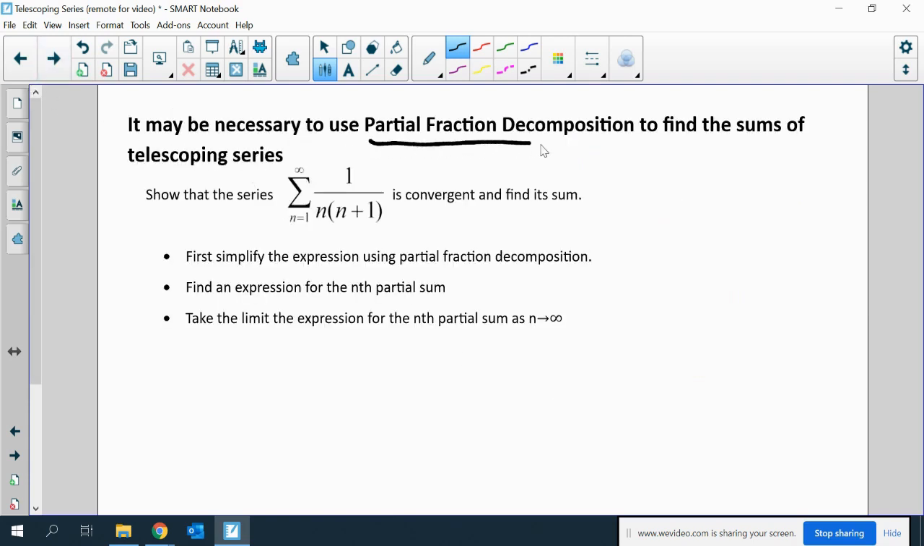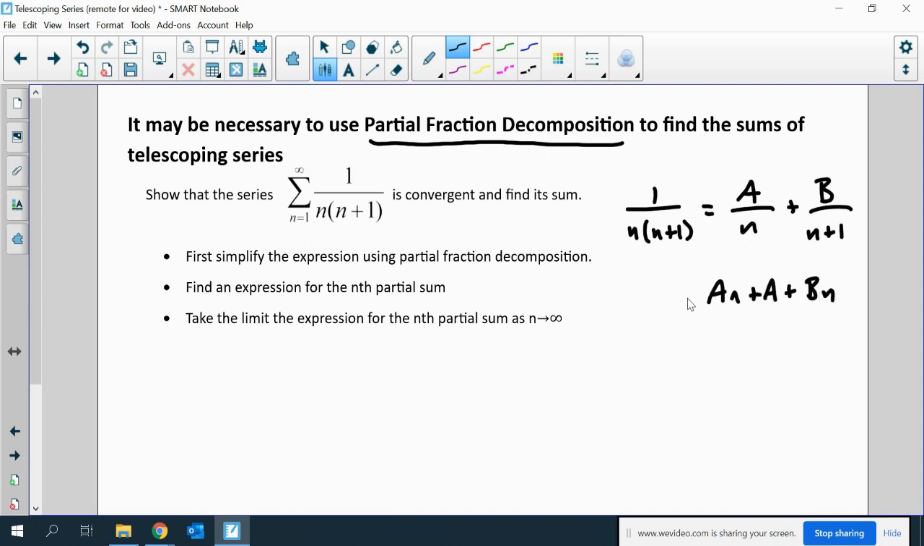You can also use partial fraction decomposition to find sums in this. So what we're going to do is we're going to show that this sum is convergent, and we're going to find its sum by using partial fraction decomposition first. So 1 over n times n plus 1, I have A over n plus B over n plus 1. And then after I simplify this, I would have An plus A plus Bn, that equals 1. So A plus B has to equal 0, just like in the partial fraction video. A equals 1, which means B equals -1.